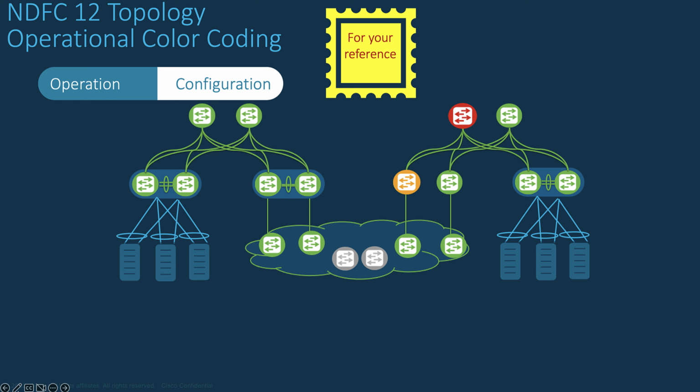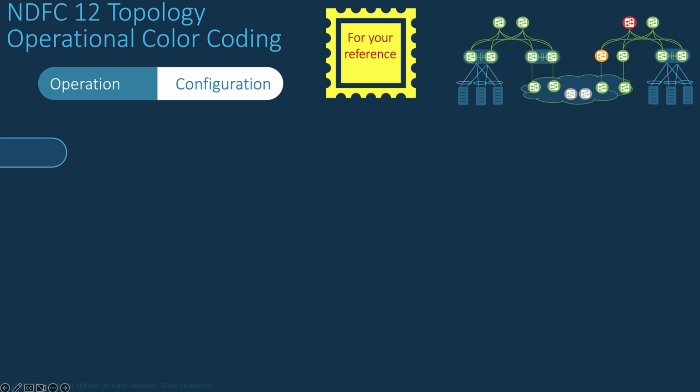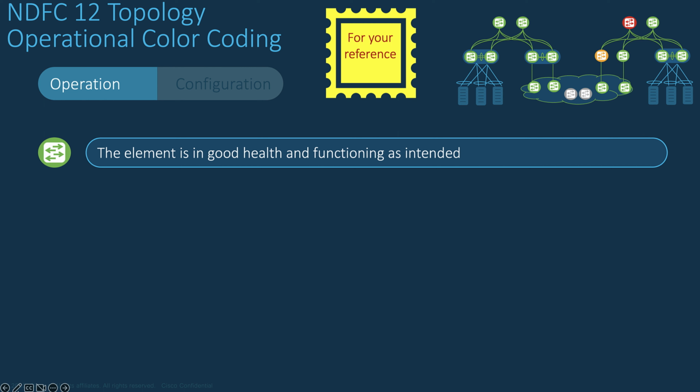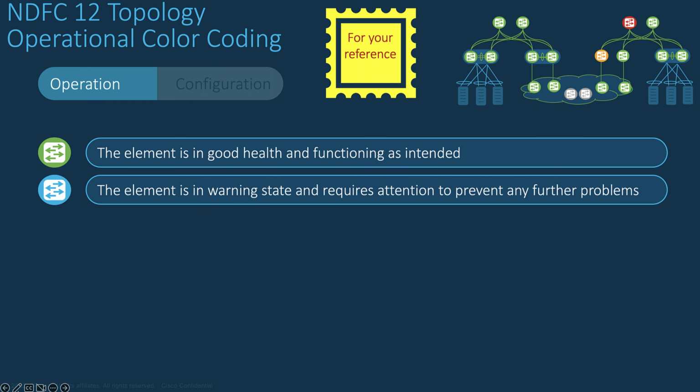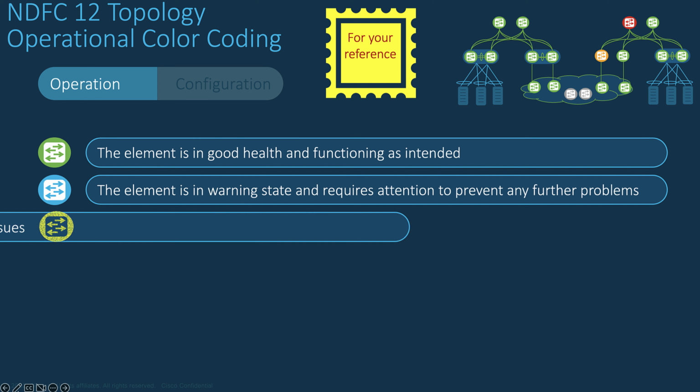All devices and links are displayed with different colors. There are two topology views, the operation view and the configuration view. This view depicts the color coding of the operation. You expect to see all the nodes in green because that means that they are all in good health and functioning as expected. But some may be blue. That means that they are in a warning state, maybe the memory or the CPU reached the warning threshold. You will have to look after the concerned devices when possible.